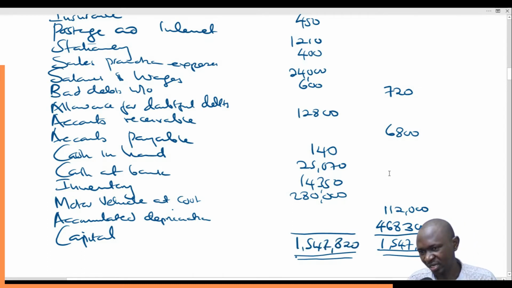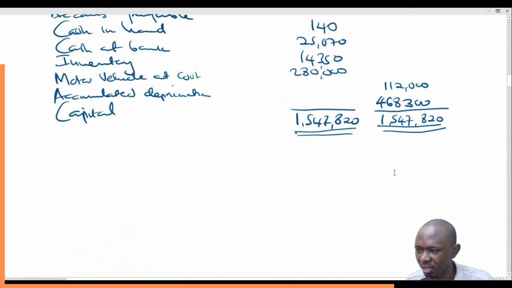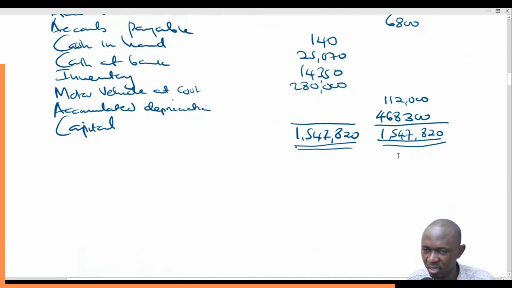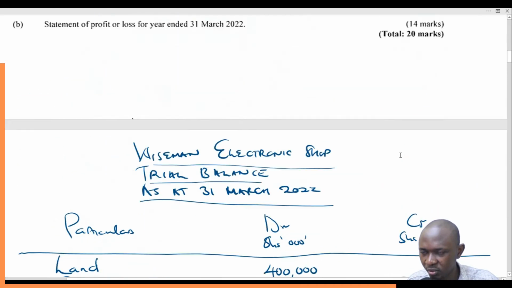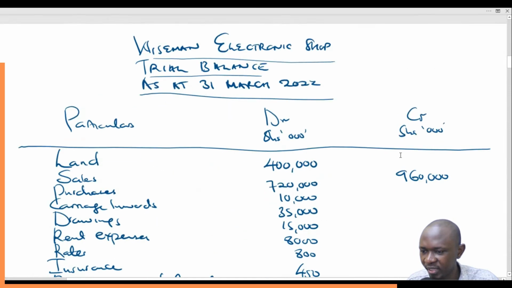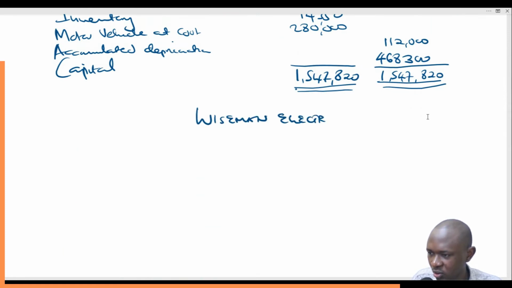It's quite a straightforward question, and we are done with our trial balance. So this should give you 6 marks as shown in the question. Now let's go to the second part of the question. They want profit or loss for the year end. So we'll say Weissman Electronic Shop again. Then you say income statement.